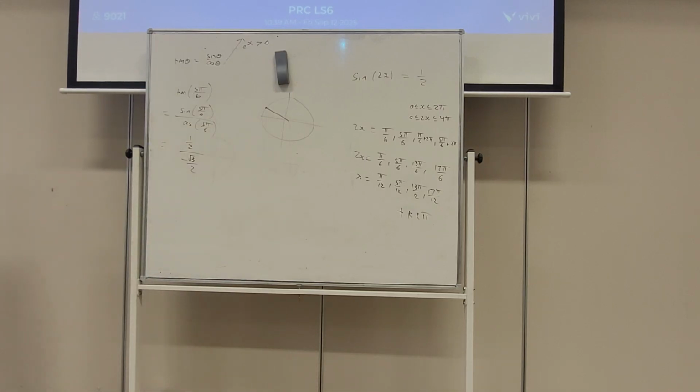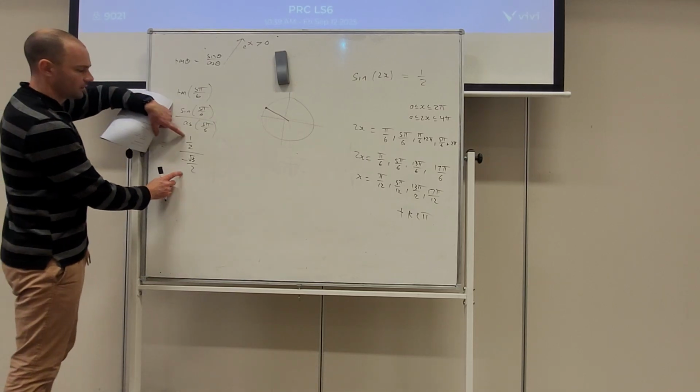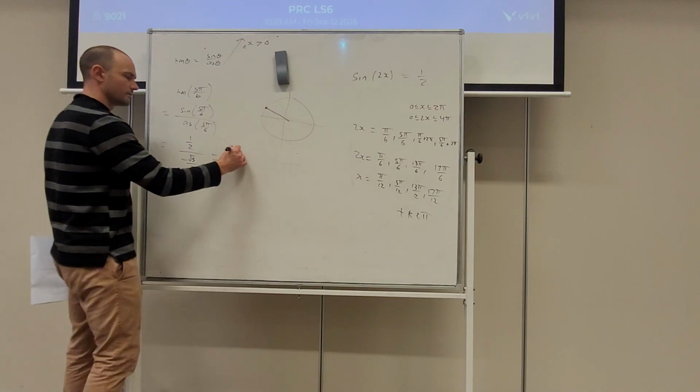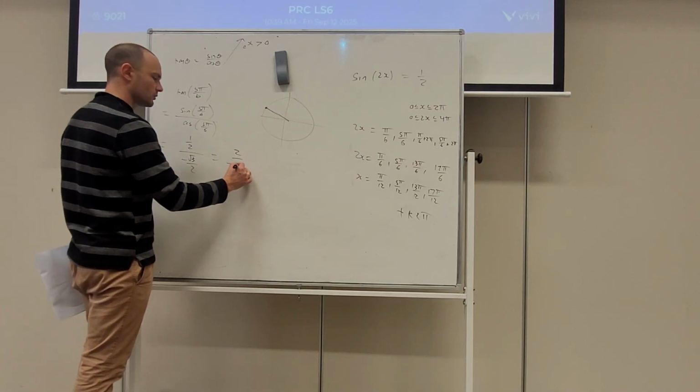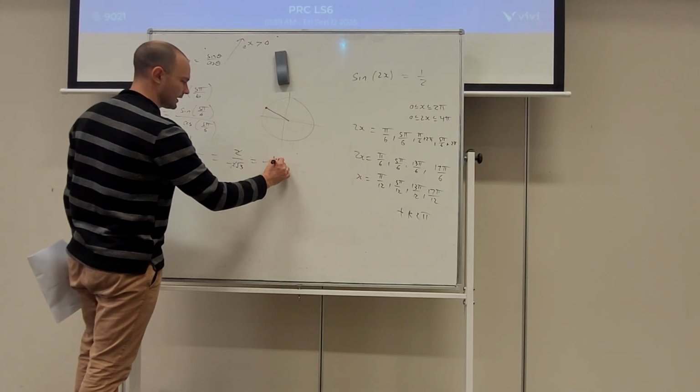And then we're just simplifying this. AD on BC, we'll have 2 on minus 2 root 3. The 2's can cancel, so we're left with negative 1 on root 3.